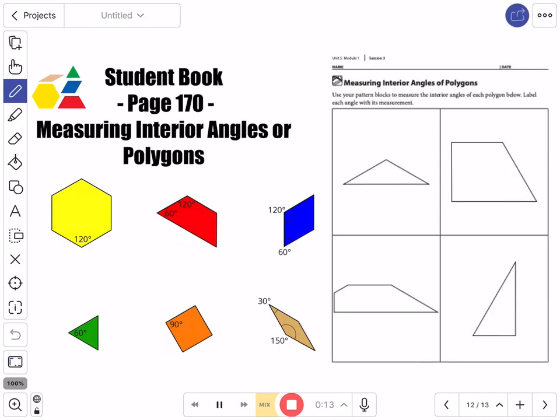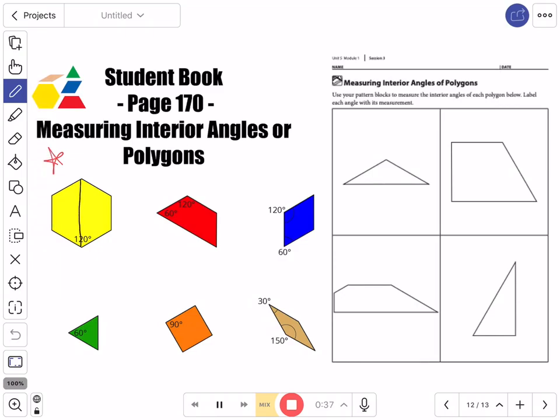And then I want to do this page with you, and then I'm going to have you do the next page on your own. So we're going to skip a page in our student book for just a moment. Okay, we're going to do page 170, and then we're going to go back, okay? So go to page 170 in your student book. Now, you don't have your pattern blocks, and I understand that, and I realize that. So I put these pictures on the side here to kind of help us out, okay?